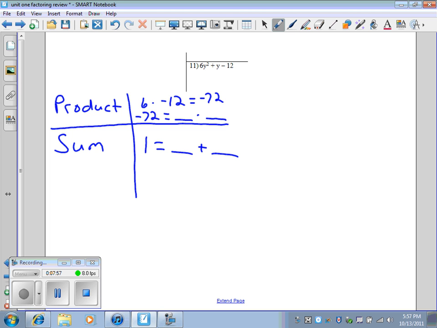So what two numbers multiply to give me negative 72, but add to give me positive 1? You have to go through the factors of 72. 1 and 72, the difference of 1 and 72 will not give me 1. 2 and 36 give me 72, but the difference will not give me 1. So you want two numbers that are close together. The factors of 72 with a difference of 1 are 8 and 9.